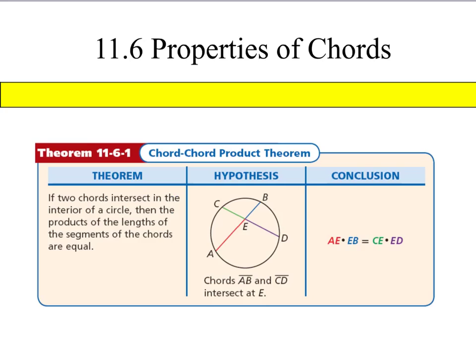Next theorem comes from two chords. If two chords intersect in the interior of a circle, then the product of the lengths of the segments of the chords are equal. So before we were talking about angles, now we're talking about lengths of segments. So you take the products, so the multiplication problem, multiply them together, and they're equal. All right? Here we go.